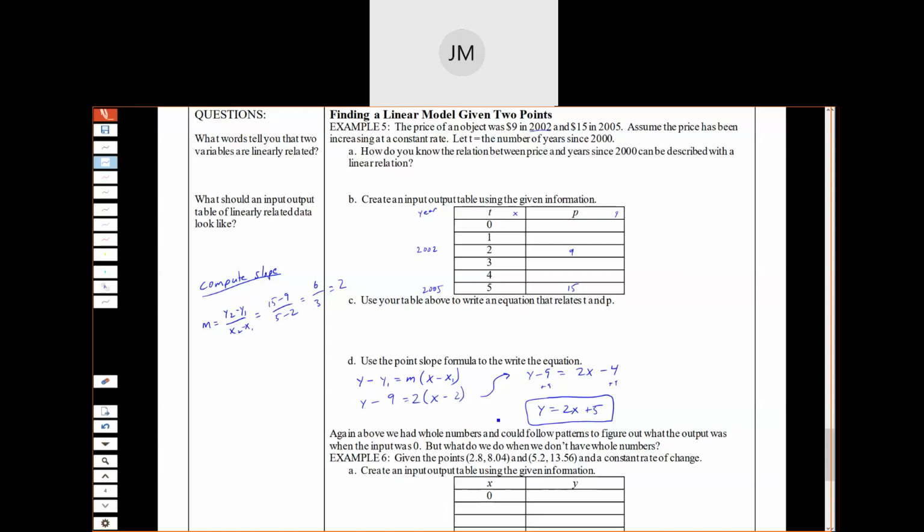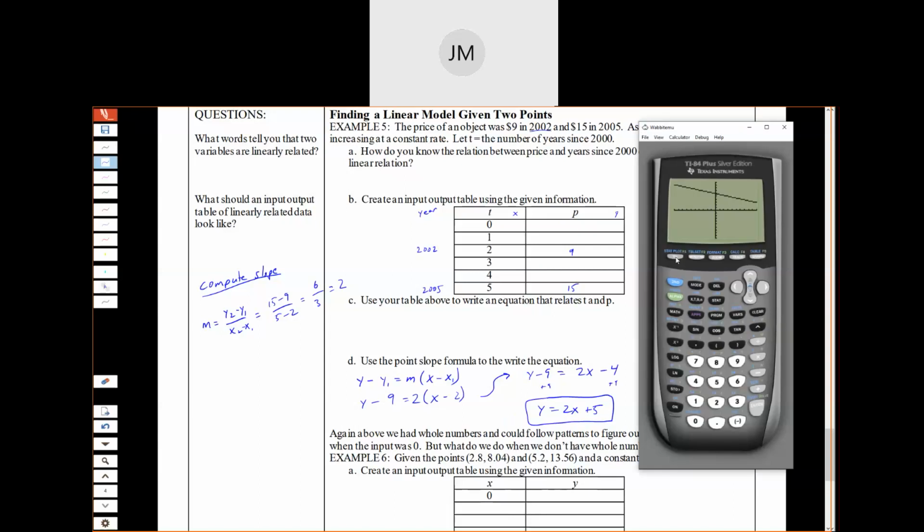If I have my equation and I want to go back and fill out the whole input-output table, because maybe I was supposed to do that, what I can do is enter my equation. Let's clear the old one. So 2x plus 5. Now I can just go to table, hit second and hit table, and just read off the values: 5, 7, 9, and so on.